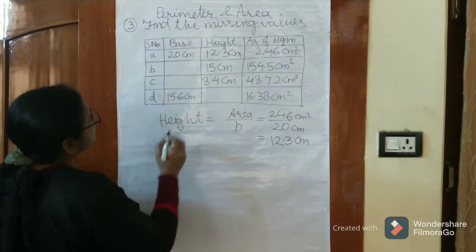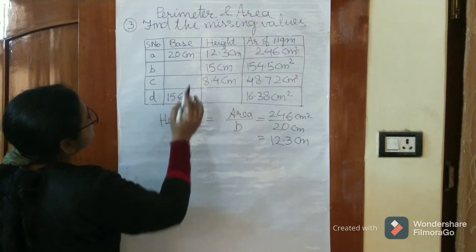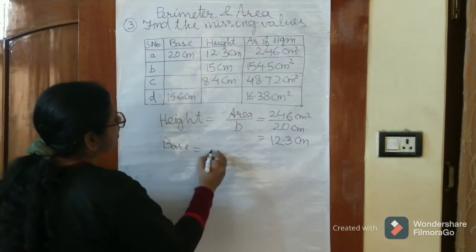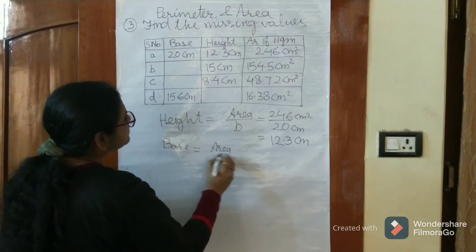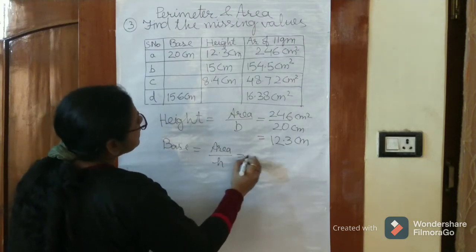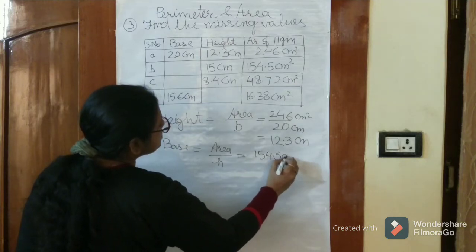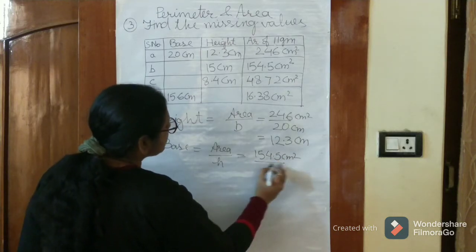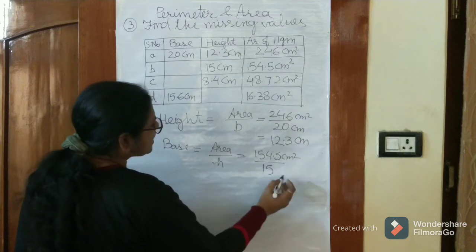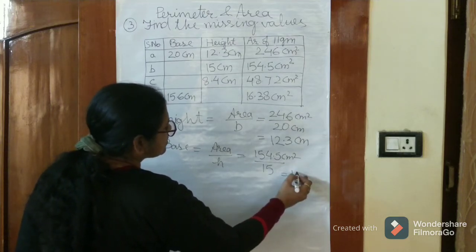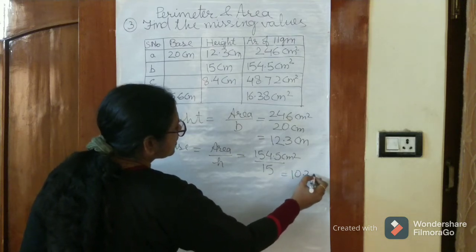again the base, here you have to find the base. Then base is equal to area upon height. Area is given as 154.5 centimeter square and height is given as 15. It will be divided by 15. 15 ones are 15, then 4, 0, decimal, 15 threes are 45.